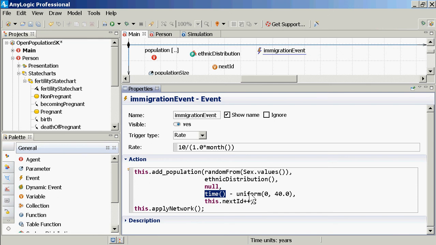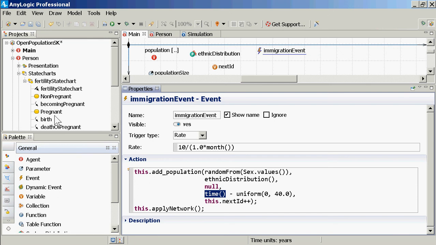Between 0 and 40. We're assuming they're a somewhat younger population. But that could be drawn from a custom distribution you define for your immigration situation. You draw their age from that distribution. Does that make sense? Okay. That's helpful.